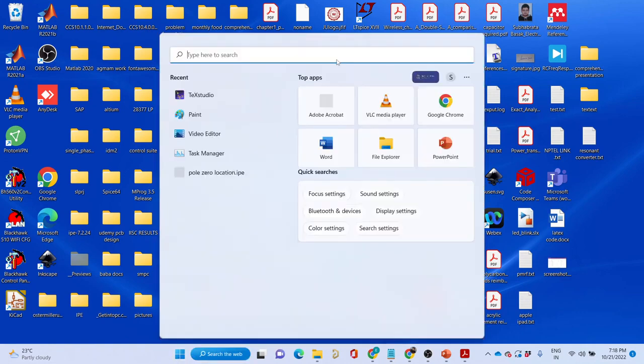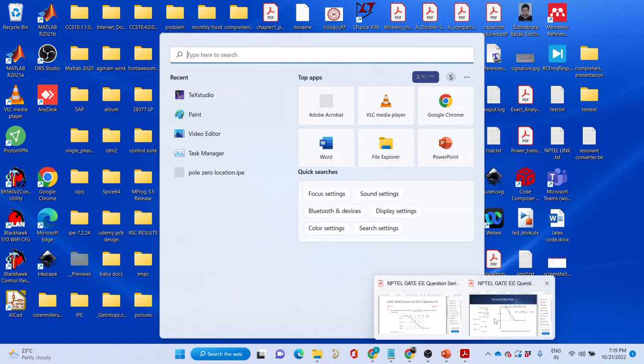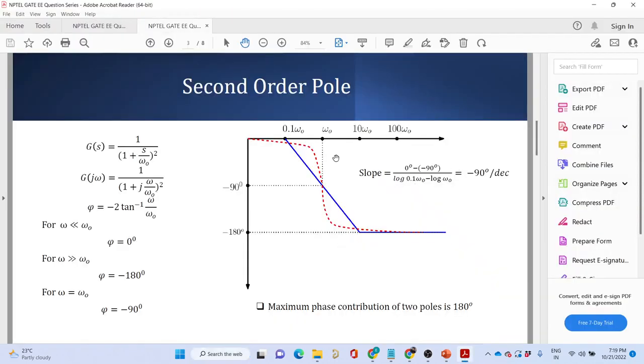Perfect. Yes, you are absolutely right. It would be a steep line. That is what happens in a resonant pole. You will find that it goes from 0 to minus 180 degree steeply. It will remain at 0 up to omega 0. At omega 0, there is a steep change. It will suddenly change to minus 180 degree. It will become like this. That is what is a resonant pole.